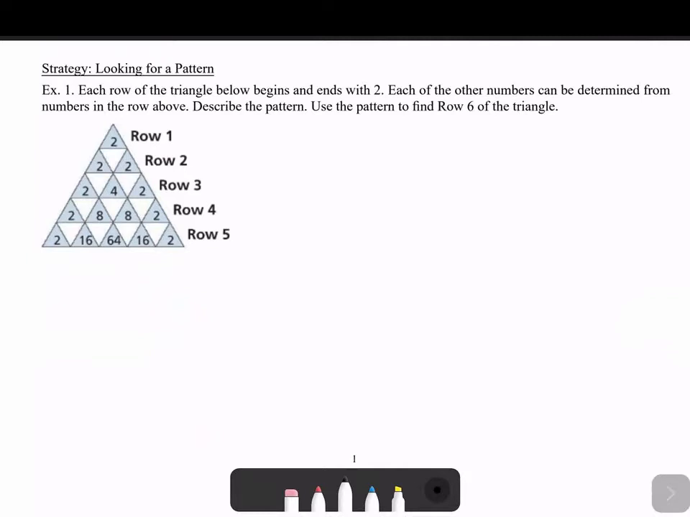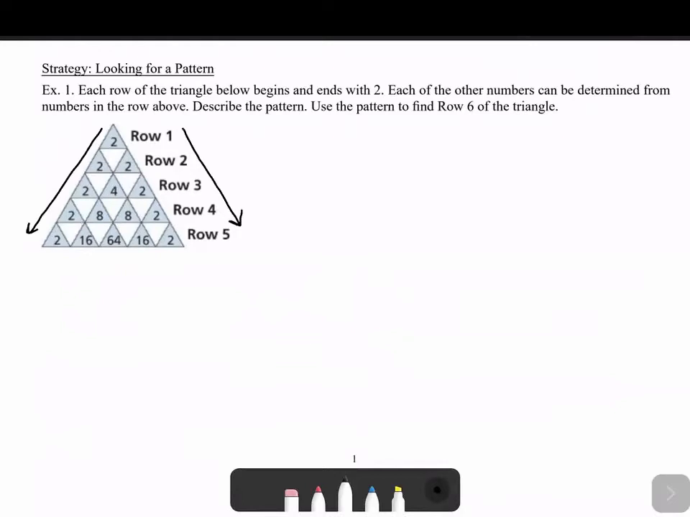So we know that each row begins and ends with a 2, so we can see that down these sides of the triangle, there's a 2 on those two sides. And now we know that each of the other numbers can be determined from the numbers in the row above. So we want to describe the pattern and use the pattern to find the next row.